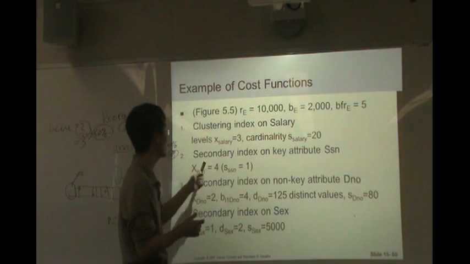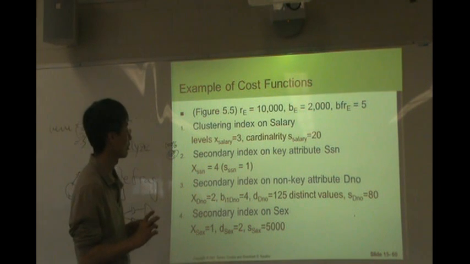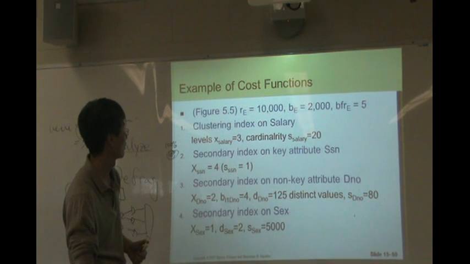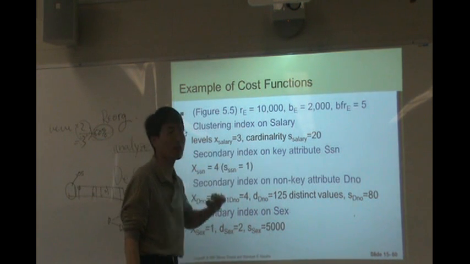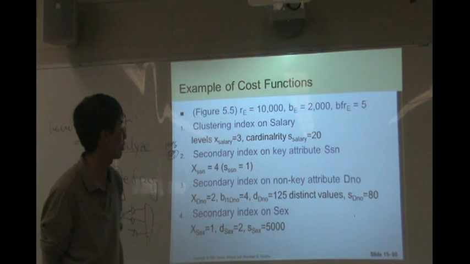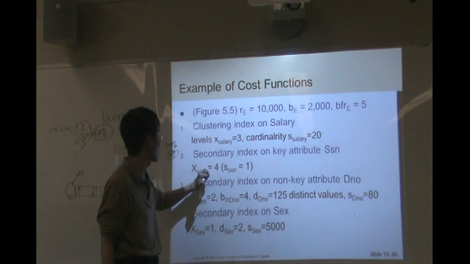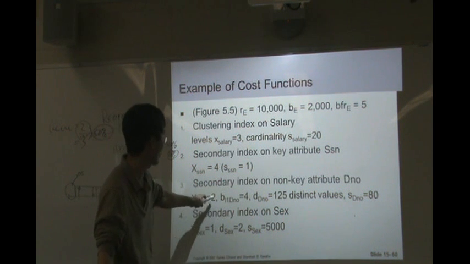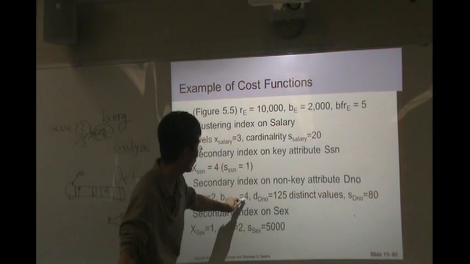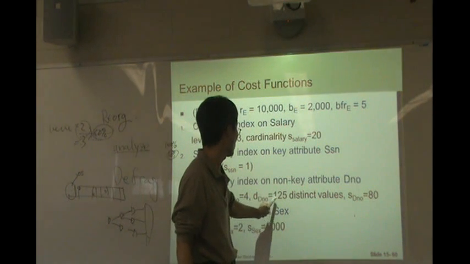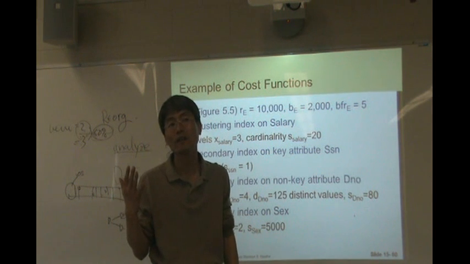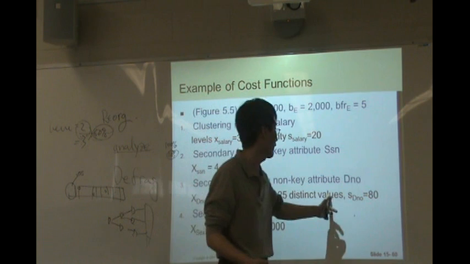Similarly, a secondary index means SSN is the key. Here, they create the secondary index, which means it's not an ordered data set. So it has the SSN, level 4. And the secondary index on non-key DNO has 2 levels. And the leaf node has the full leaf node, and the DNO has 125 distinct values, 125 departments. Okay?